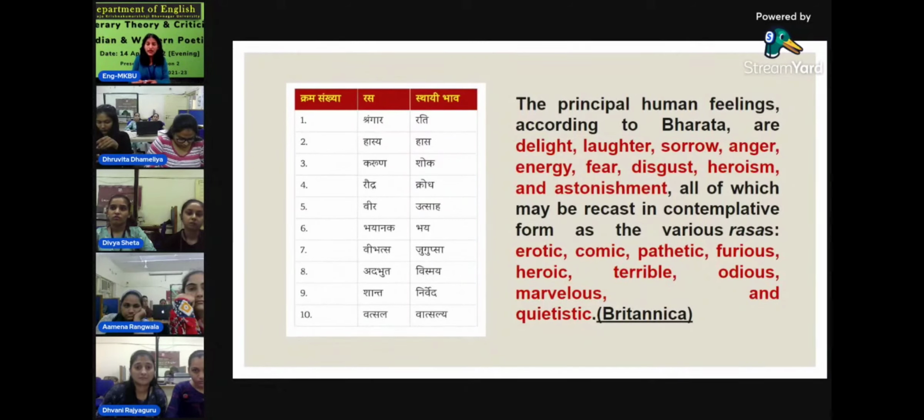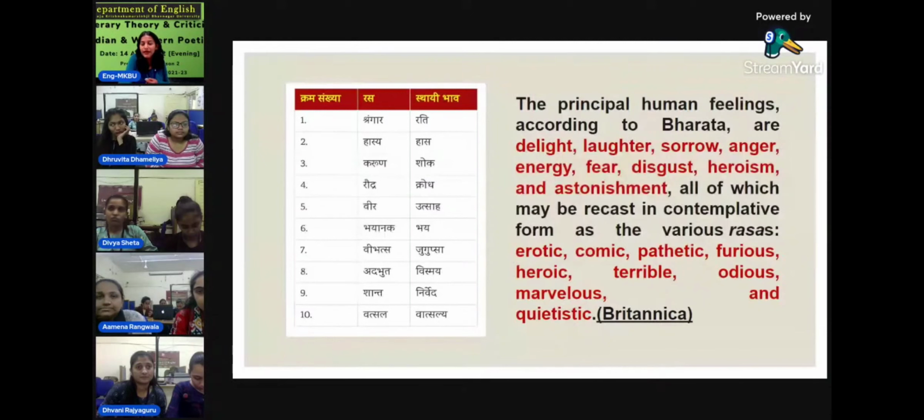As I have said, there are rhetorical sentiments and emotional sentiments. Bharat has introduced the rasas, which in the English dictionary are erotic, comic, pathetic, furious, heroic, terrible, odious, marvelous, and quietistic. And the bhavas are delight, laughter, sorrow, anger, energy, fear, disgust, heroism, and astonishment.